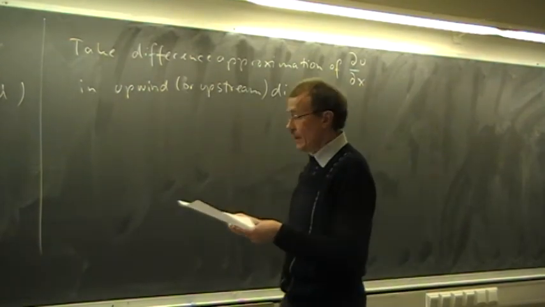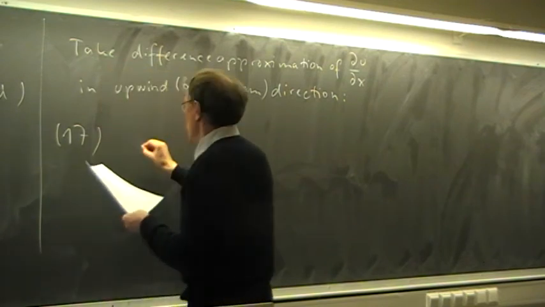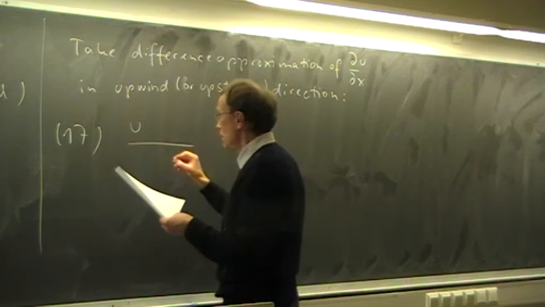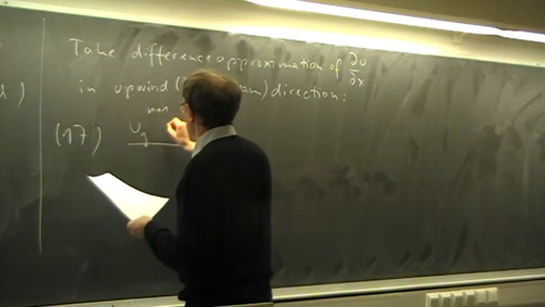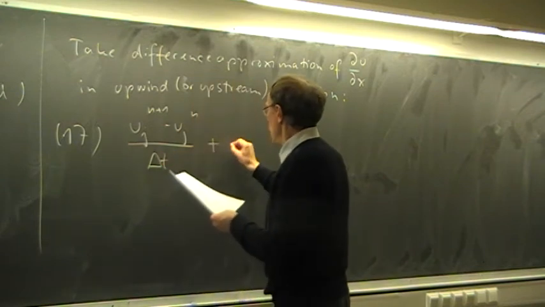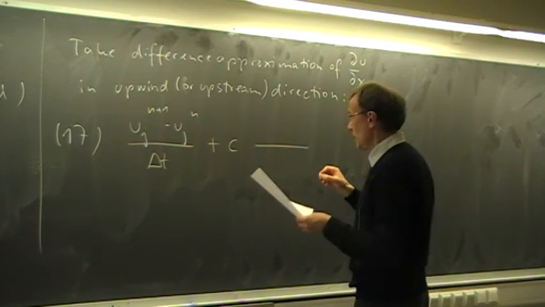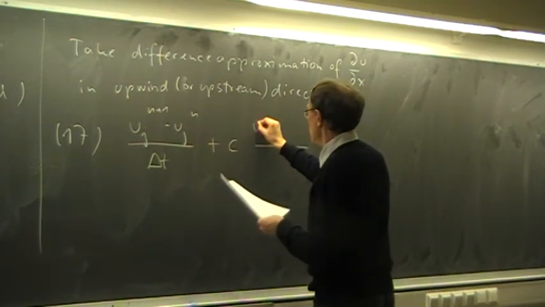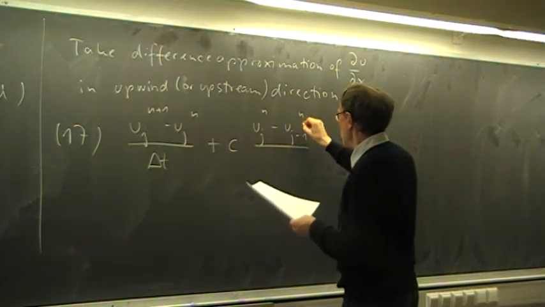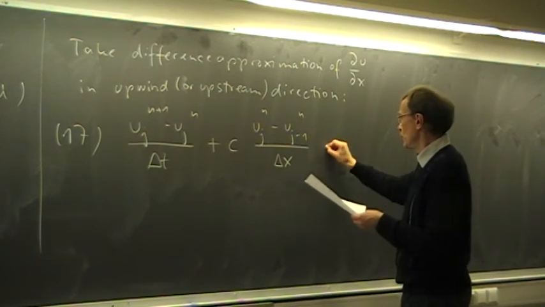Then to the following. We have the time derivative. We stay still with the explicit Euler method. (u_j^{n+1} - u_j^n) / Δt + c, but now we take the backward difference, (u_j^n - u_{j-1}^n), now just divided by Δx, that is equal to 0.